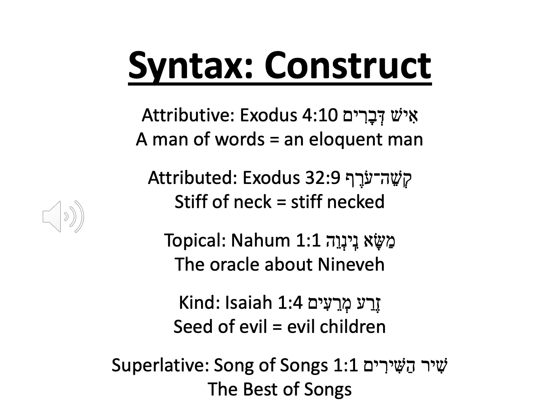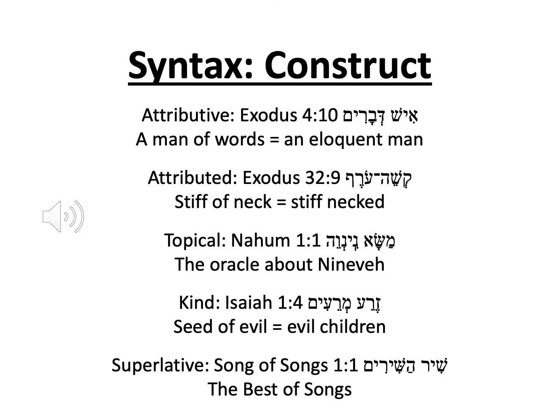We also have a topical use of the genitive, such as Nahum 1:1, an oracle of Nineveh, about Nineveh, not an oracle that started in Nineveh, not an oracle that belongs to Nineveh, but an oracle about Nineveh. Isaiah 1:4 talks about kind, so we have a seed of evil, which tells us this means evil children. This is another common usage of the genitive, just indicating what kind is being described.